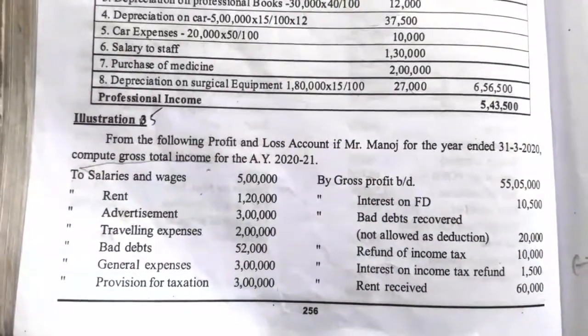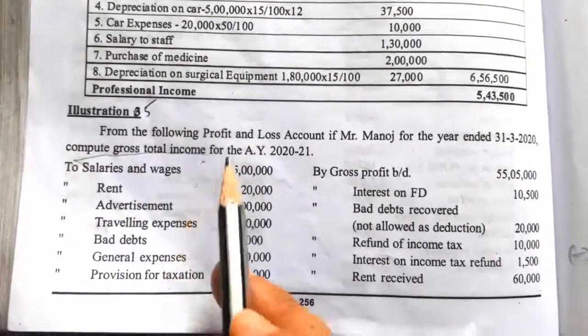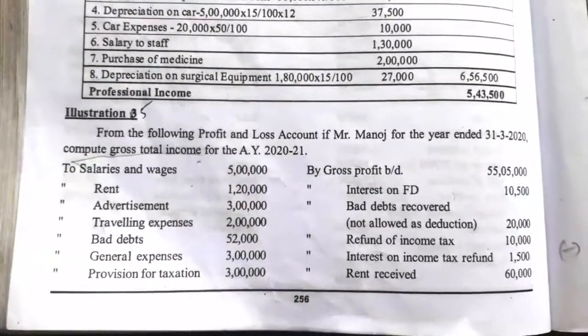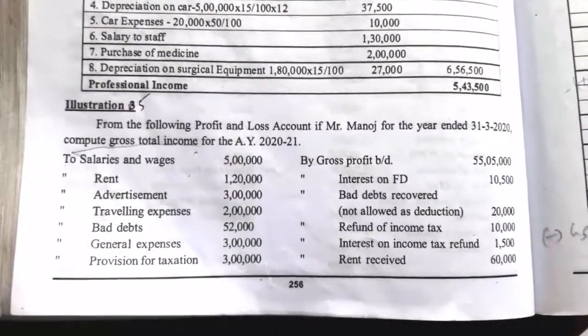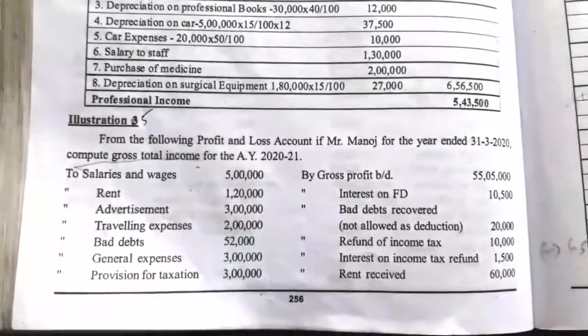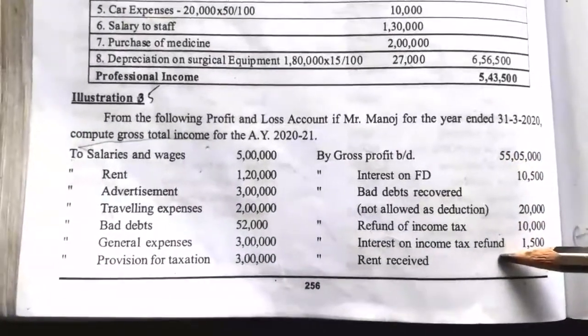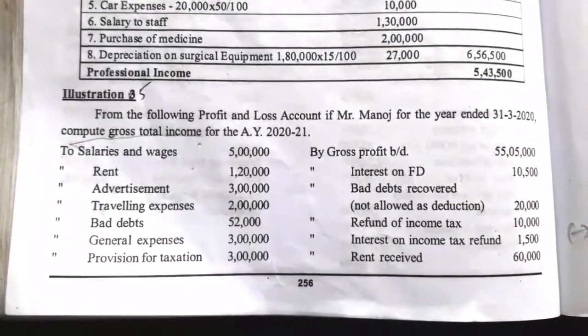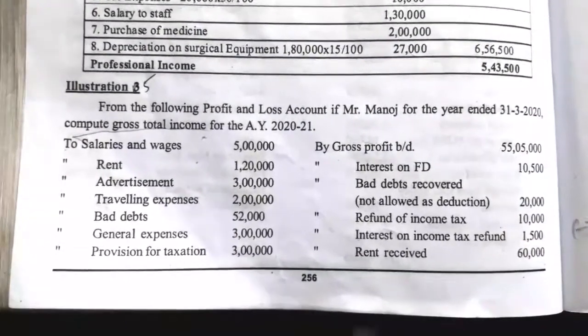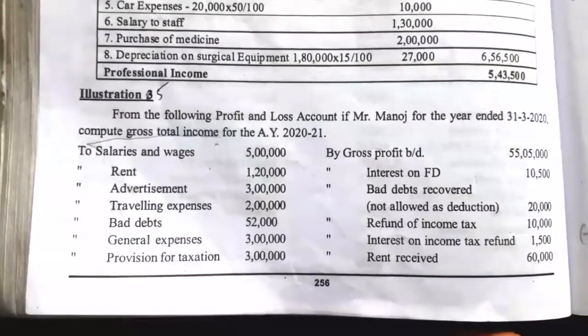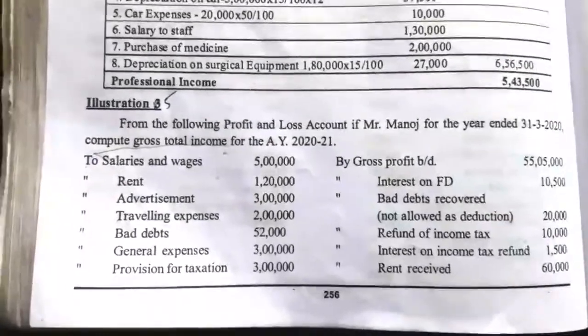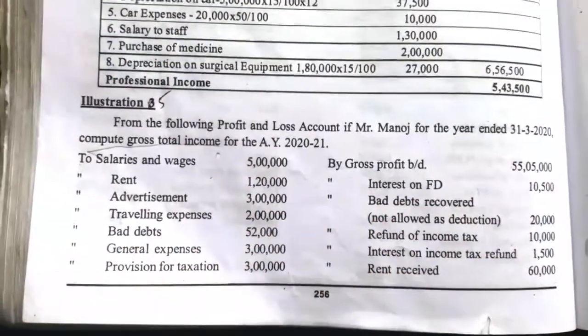In order to find the gross total income, they have given the information about the calculation of business income, and again they have given the sum of the income which is taxable under different heads while computing the gross total income. Now we'll see one by one. Firstly, we have to see the debit side of the profit and loss account to check the disallowed expenses.